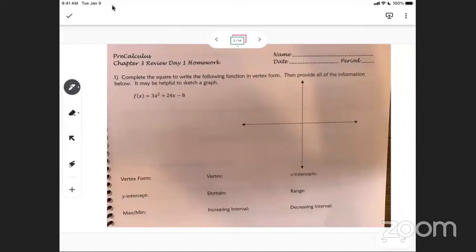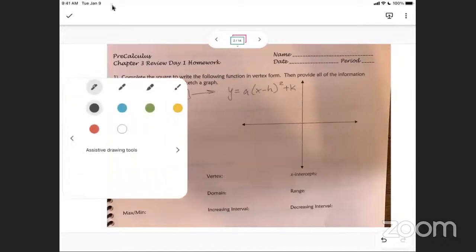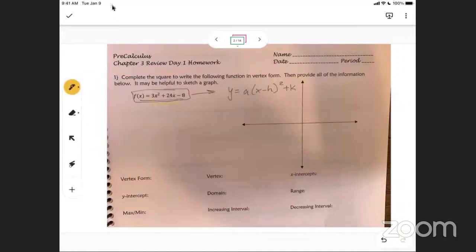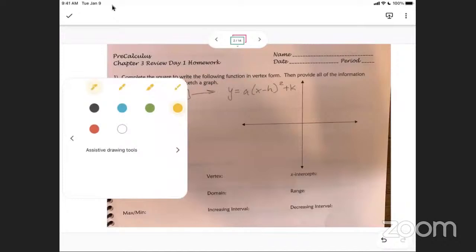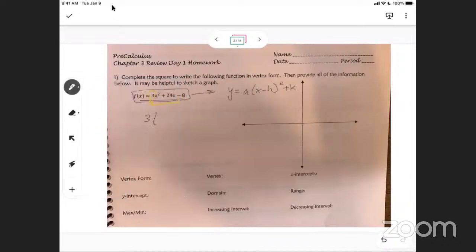All right, so complete the square to write the following function in vertex form. So completing the square means basically we want to turn this equation into the form y equals a times (x minus h) squared plus k. All right, and so we're trying to turn this into that form. This is called standard form. And so to complete the square, the first step is to factor out whatever's in front of the x squared. So I'm factoring a 3 out of x squared and out of 24.